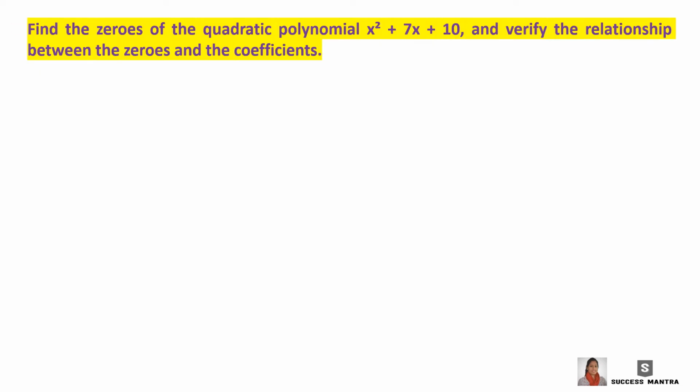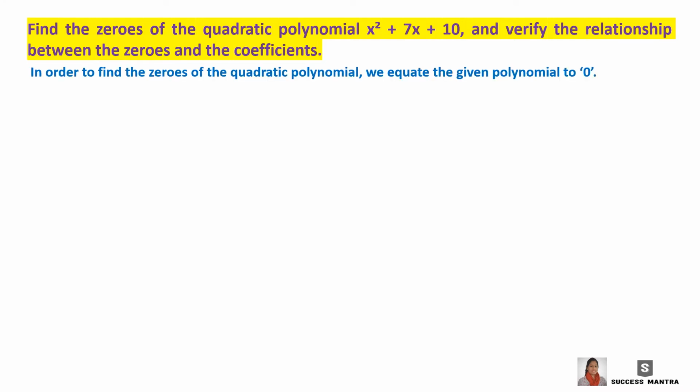So moving on to a question, find the zeros of the quadratic polynomial x square plus 7x plus 10 and verify the relationship between the zeros and the coefficients. So first of all, in order to find the zeros of this quadratic polynomial, we have seen in the last videos that we will equate the given function to 0. So we equate the given polynomial to 0, that is x square plus 7x plus 10 is equal to 0.